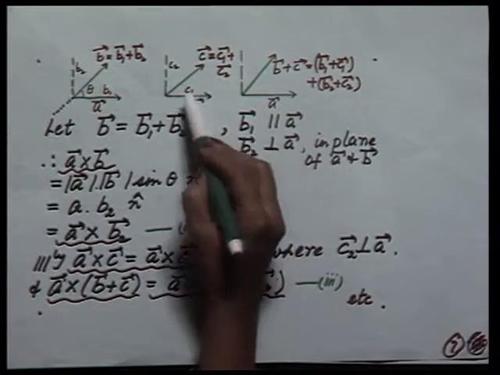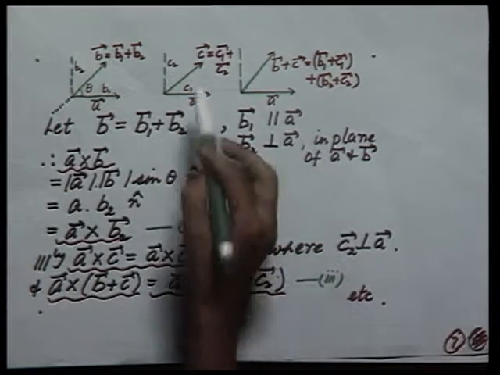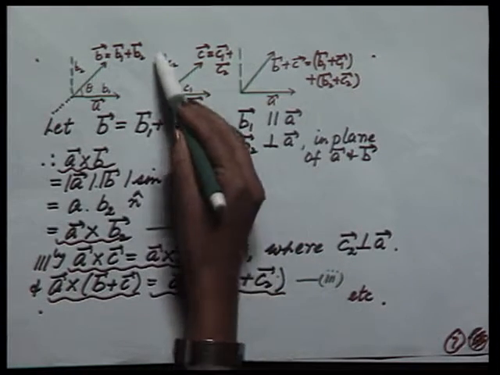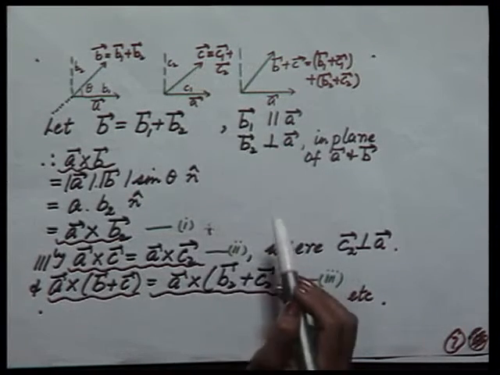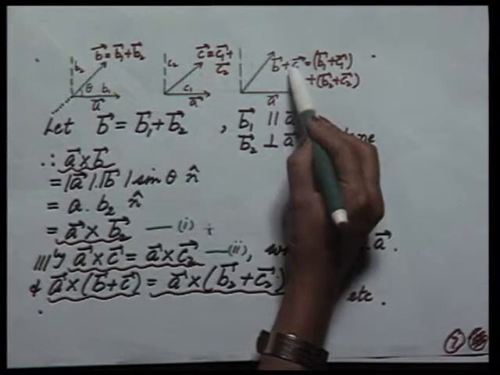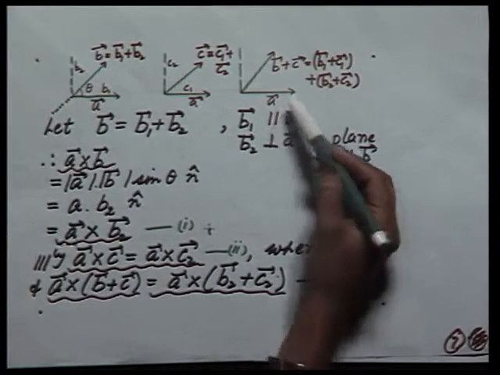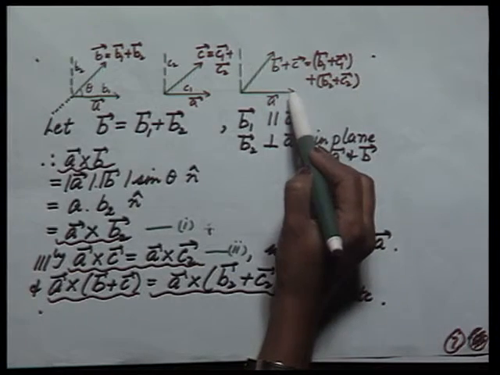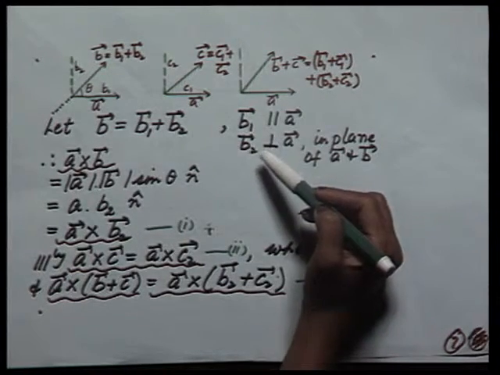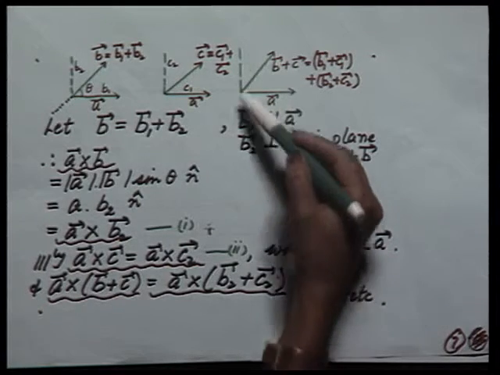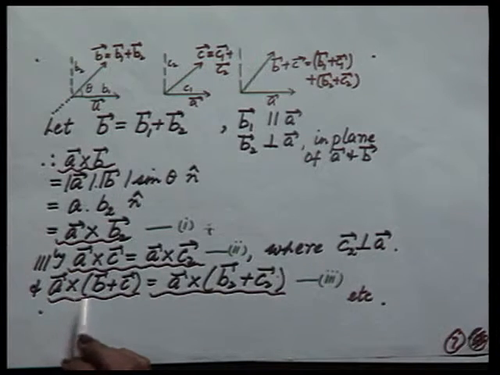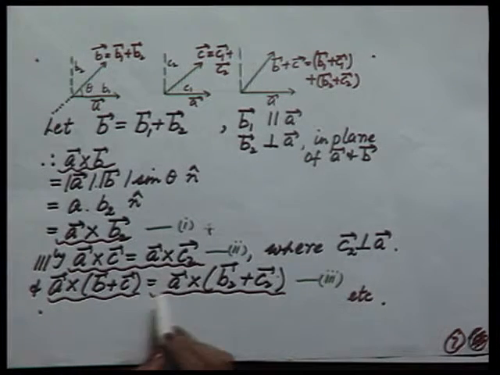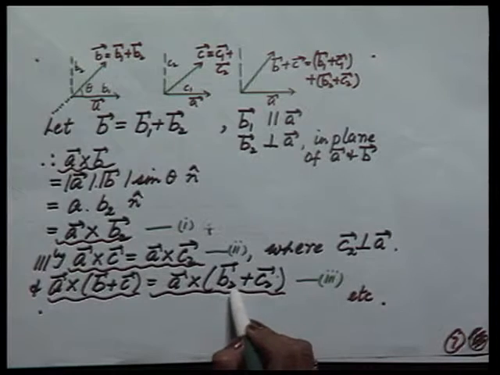where once again I have split up the vector C into C1 and C2, where C1 is parallel to A and C2 is perpendicular to A in the plane containing A and C. Finally, since B plus C can also be split up into two vectors, B1 plus C1 and B2 plus C2, lying along A and perpendicular to A respectively, I can once again write A cross (B plus C) is equal to A cross (B2 plus C2).